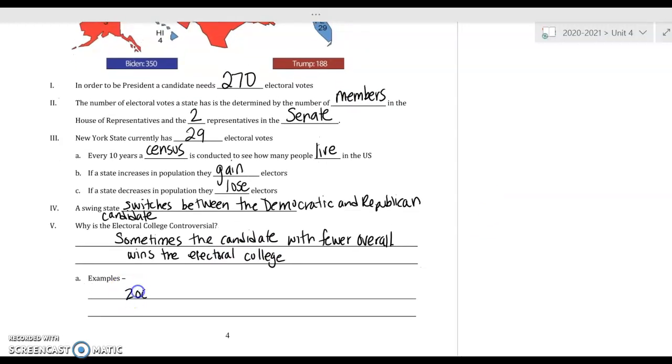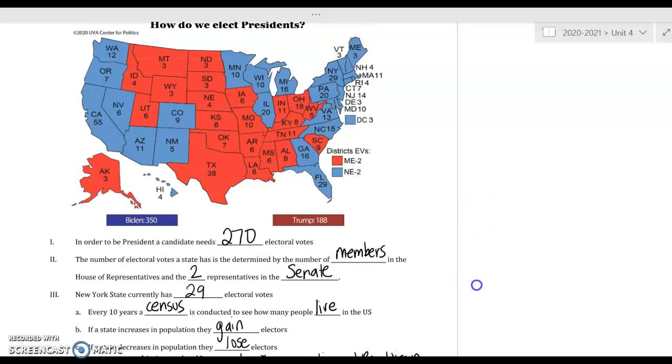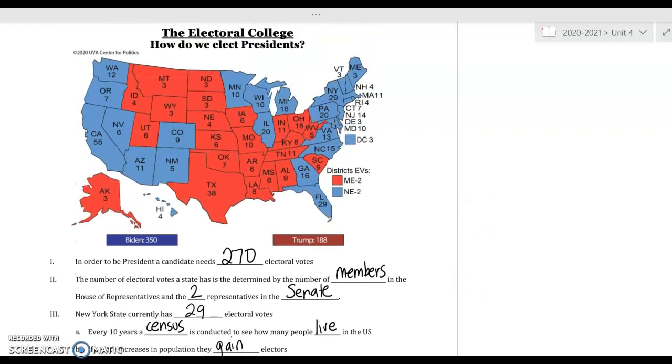It happened in 2000 in the Bush v. Gore election. George Bush was elected by the Electoral College, even though Al Gore received more votes in the popular vote. It happened again in 2016, where Trump became president through the Electoral College, even though Hillary Clinton got more votes than he did in the popular vote. So we really elect our president through the states, not through a national election, which is how the Constitution designed it.